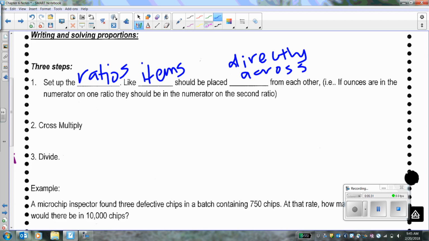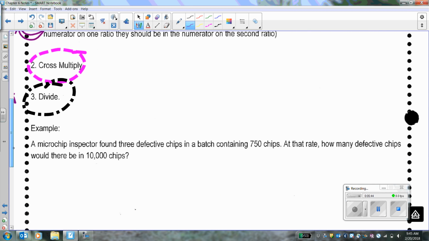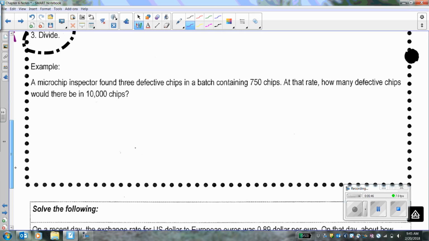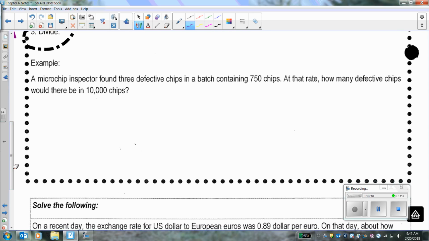Then you're going to follow the same steps. Cross multiply and then divide. So step 1, you got to set them up correctly. Step 2, you cross multiply. Step 3, you divide. So let's do this one together and then you'll do the other one on your own. So a microchip inspector found 3 defective chips in a batch containing 750 chips. At that rate, how many defective chips would there be in 10,000 chips?